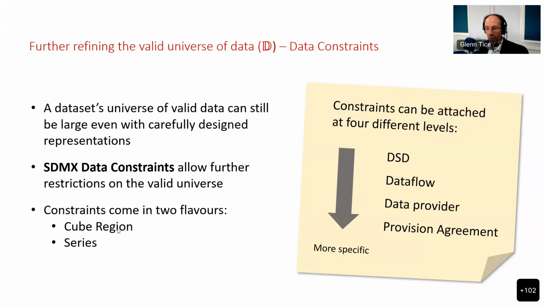So for constraints in SDMX and the Fusion Metadata Registry, there are two types. There's something called a cube region constraint, which we'll see in action in a minute. There's also another type called a series constraint, which we're not going to really touch on today. But it's worth understanding that there are two different ways of defining constraints, which are useful for different use cases.